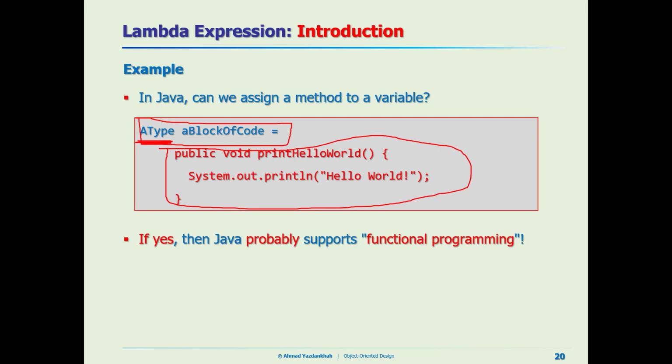The reality is that before Java 8, we couldn't do this. But after Java 8, they added some features that we call lambda expression. I explain it in detail in the next slide. So they added the functional programming features to Java. Now Java, after Java 8, is an object-oriented programming language, but on the side, it is a functional programming language as well. Let's see how.